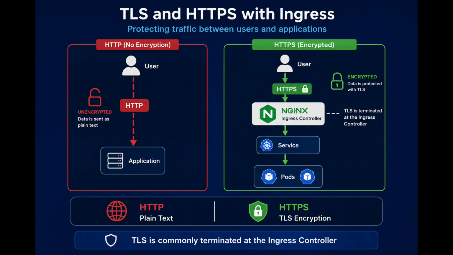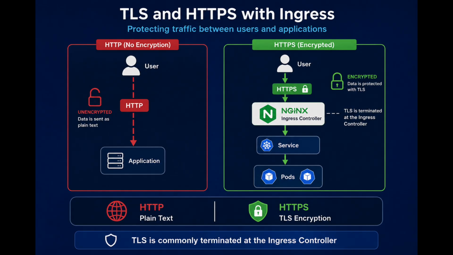So far, we've focused on routing traffic, but in production environments, routing alone is not enough. We also need to protect the traffic. On the left, we have plain HTTP communication. Traffic travels across the network without encryption. Anyone intercepting that traffic could potentially read sensitive information.